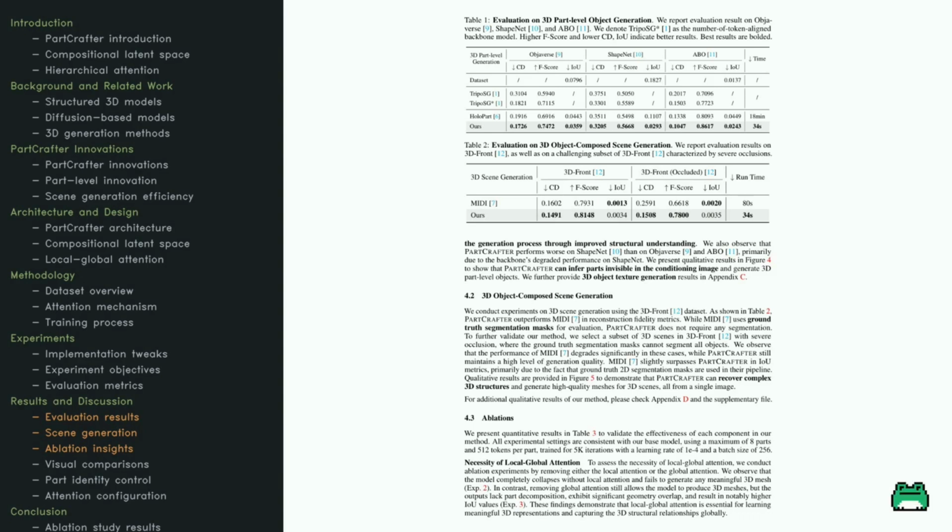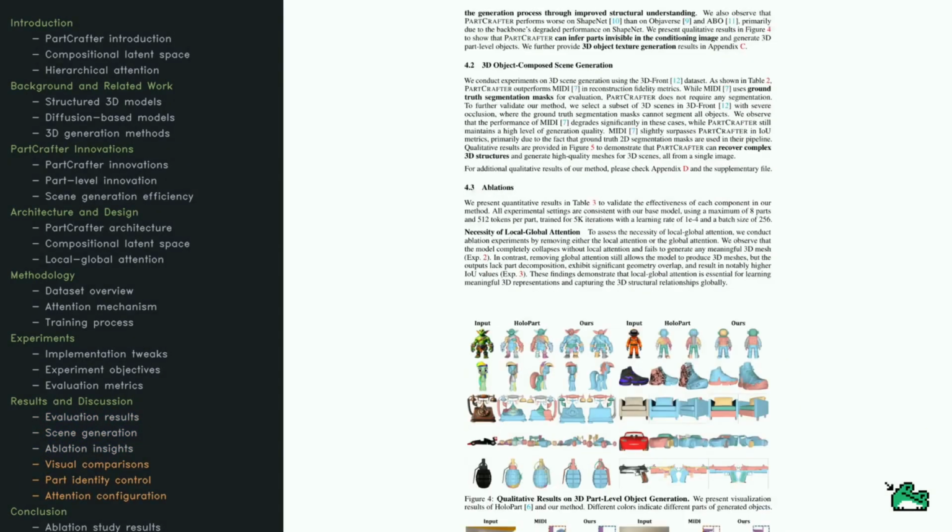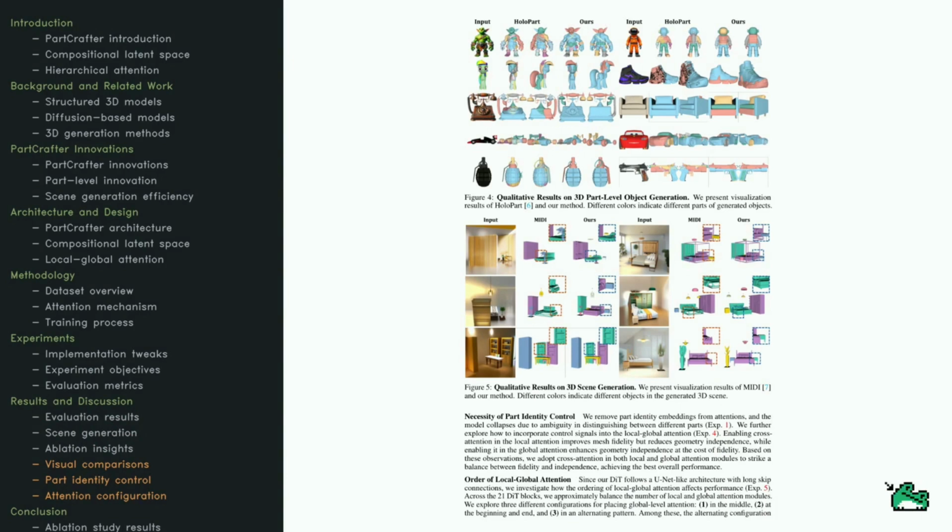Now on to the ablation studies, which are like peeling back layers to see which parts of the model are doing the heavy lifting. They experiment with removing either local or global attention to see what happens. Turns out, both are crucial. Without them, the model struggles to produce meaningful 3D meshes, highlighting the importance of this dual attention strategy in maintaining structural integrity and capturing complex relationships within 3D data. Let's explore the visuals and insights here.